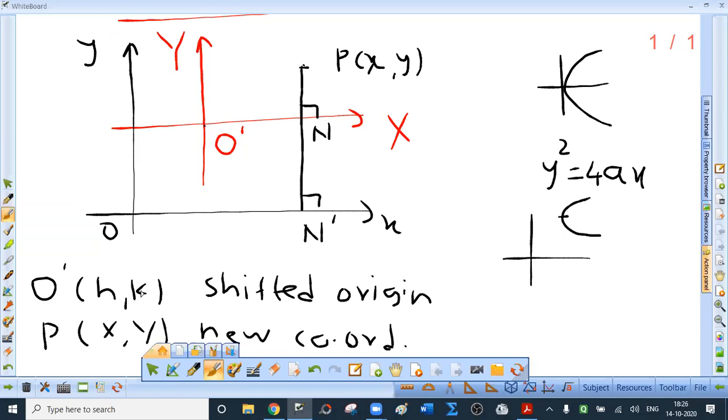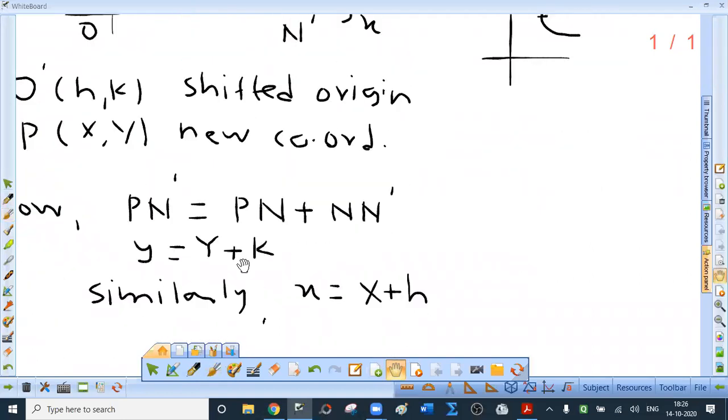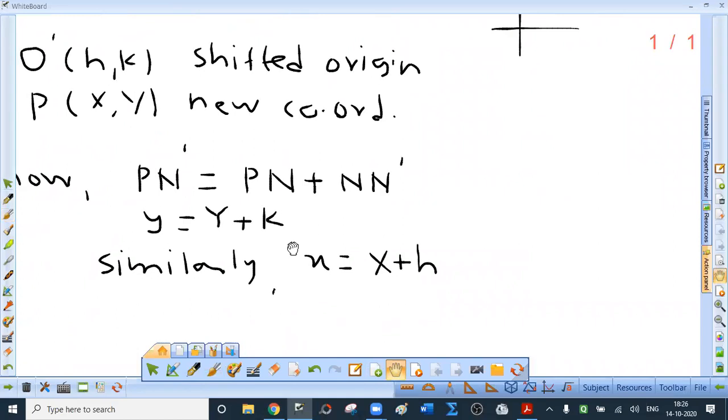Now some students say, sir, how can the y coordinate of the origin be K? Remember, this is the old y coordinate, because we will say that the origin is shifted to the point, say 3, 7. So 3, 7 will be the coordinates of the point where the origin is shifted. So the new coordinates of the origin are going to be 0, 0. No doubt about that. So can I say now that small y is capital Y plus K?